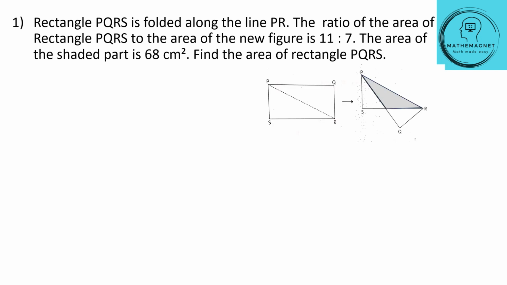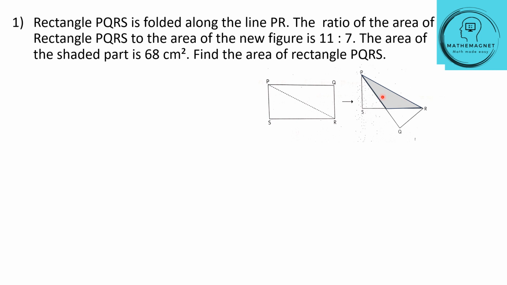Now over here, this is the picture that they are given. The rectangular piece of paper here is folded such that this is brought down like this. So over here you have a shaded portion. This entire new image has an area of 7 units, and this has an area of 11 units as per the question.